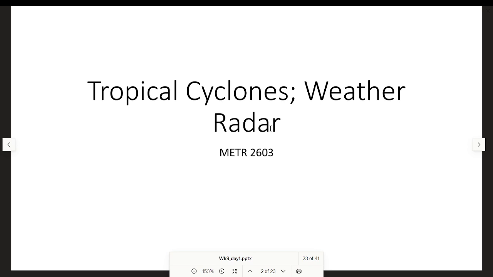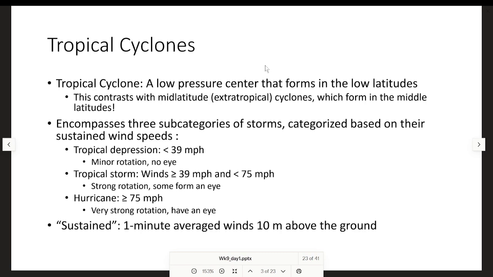So today we'll be talking about tropical cyclones, and we'll also talk about weather radar. So tropical cyclones. What is a tropical cyclone? A tropical cyclone is a low pressure center that forms in the low latitudes. So this is low latitudes, meaning around the equator. And this contrasts with the mid-latitude extratropical cyclones, which form in the mid-latitudes. So the mid-latitude wave cyclones are associated with tornado outbreaks and the like. Tropical cyclones are associated with lower latitudes, and they create tropical storms and hurricanes and stuff like that.